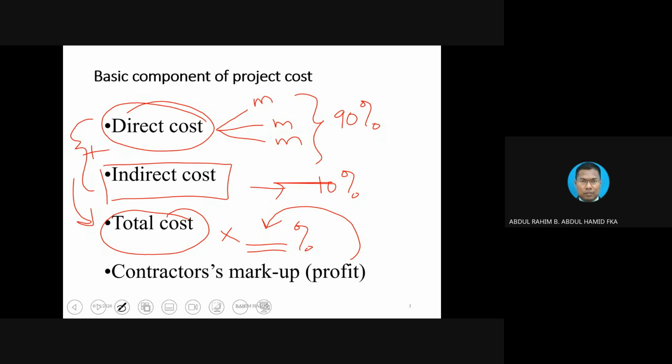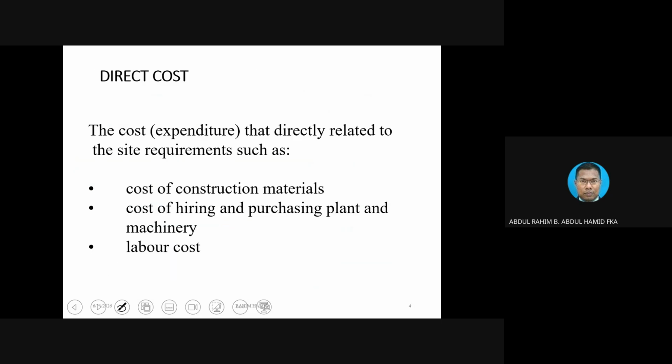When we add total cost plus profit, then it becomes value. So direct cost again: material, machinery, and manpower. Manpower we associate with workers or labor, whereas the manpower of the project management team is paid under the indirect cost, in what we call proportion.